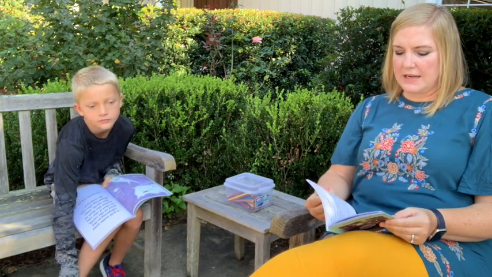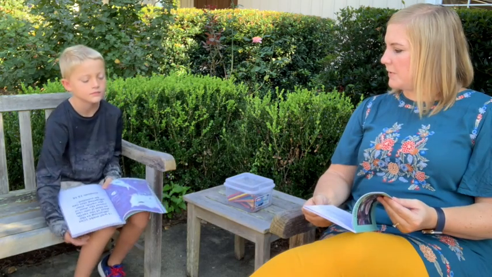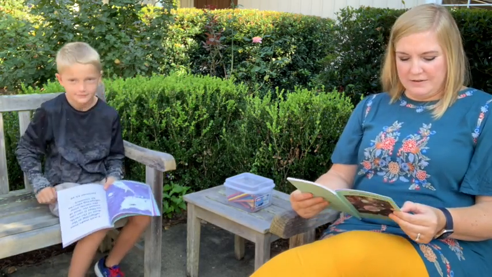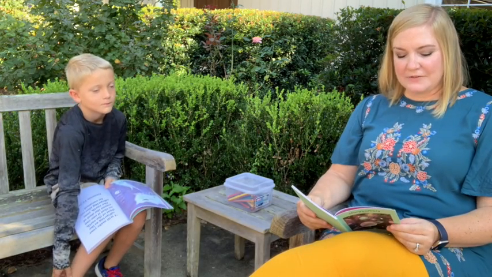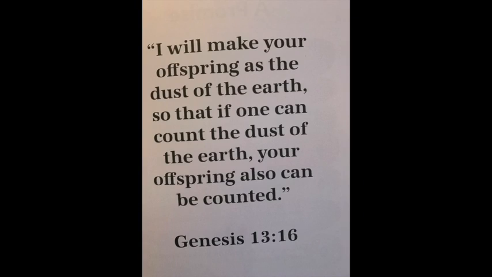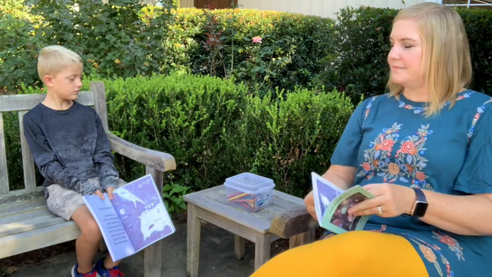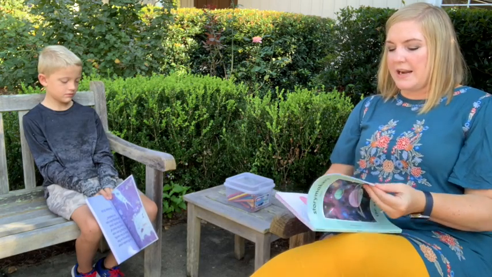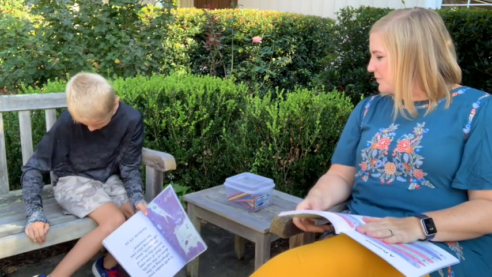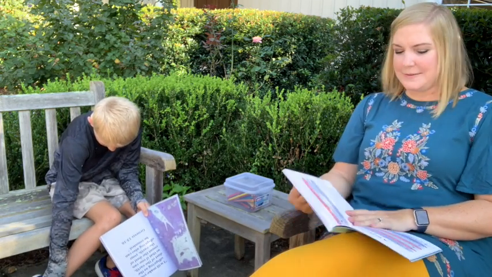Do you want to read the Bible verse, or do you want me to read it for today? Okay, our Bible verse today is from Genesis chapter 13, verse 16. I will make your offspring as the dust of the earth, so that if one can count the dust of the earth, your offspring also can be counted. What do you think about that? Can you count the dust of the earth? No. Oh, so that means that the offspring that God promised in the story today, there's going to be a lot of them, right? So many that they can't be counted.